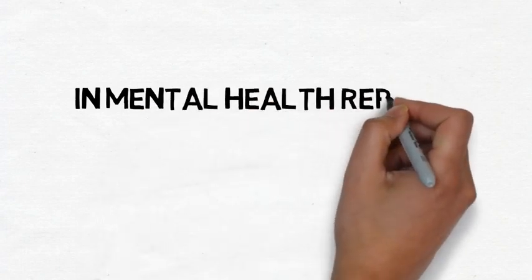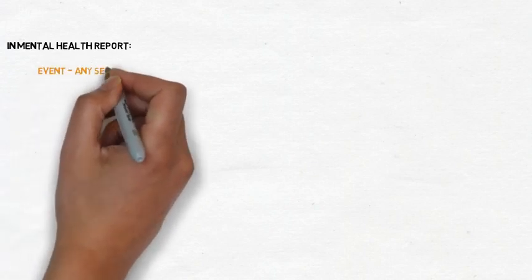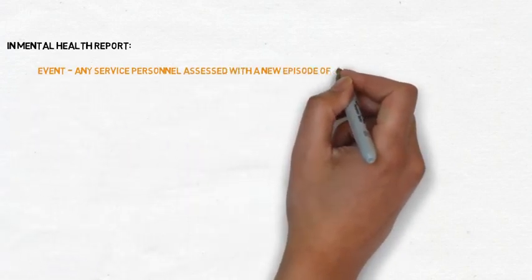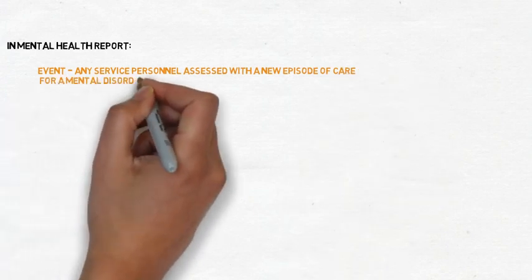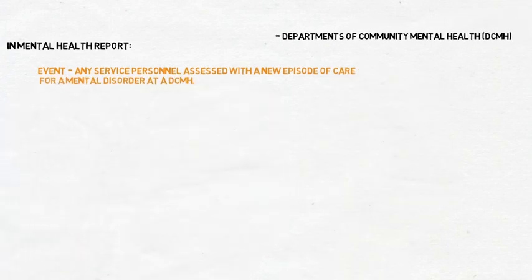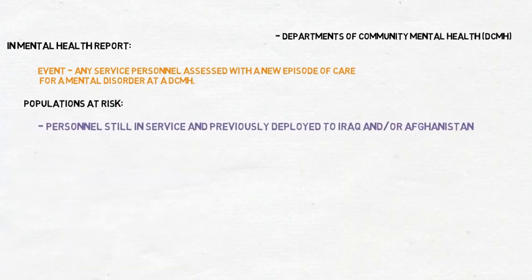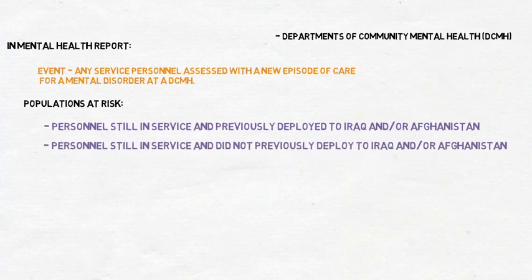Now, we will use an example from the mental health report. In the report, rate ratios are used to look at any service personnel who are assessed with a new episode of care for a mental health disorder at a DCMH. We then see if they have previously deployed to Iraq and/or Afghanistan, or if they hadn't. If they had previously deployed to either at any time before the assessment date, then they will be included in the deployed population.